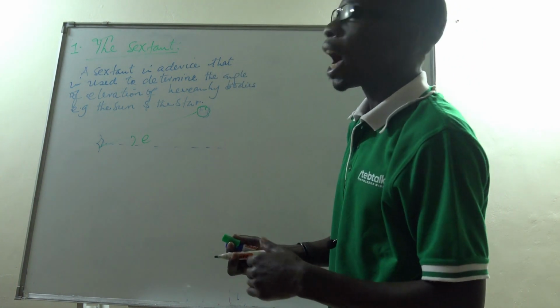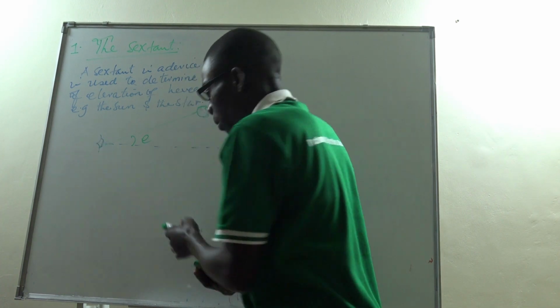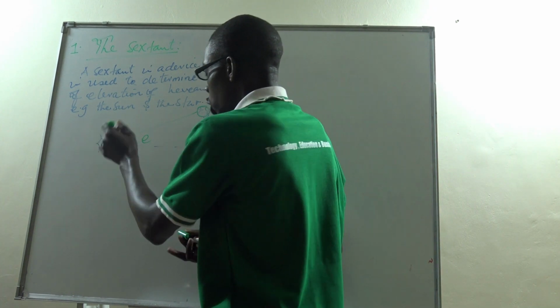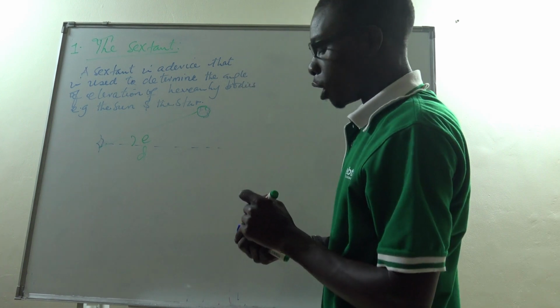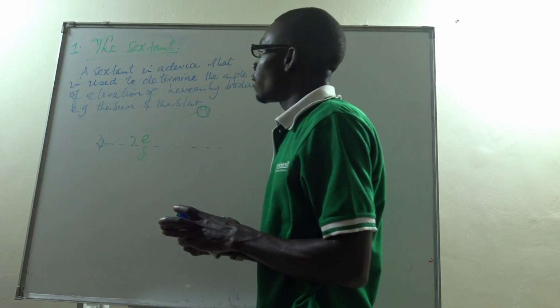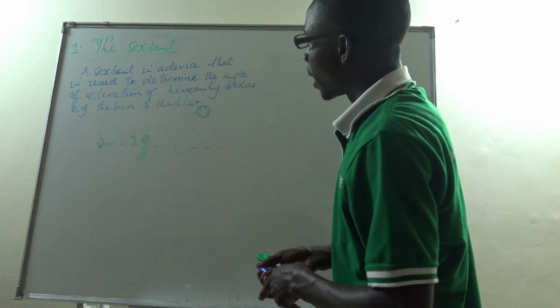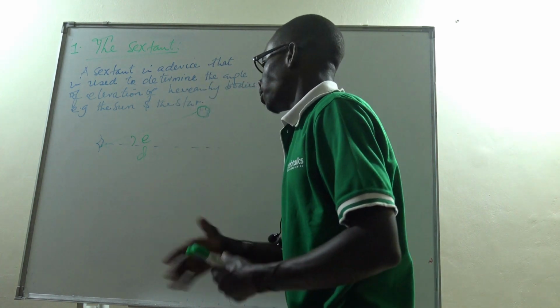Don't confuse it with the angle of depression, when you put your eyes below to look at something down. From the line of sight, you see down. That is the angle of depression. This is the angle of elevation. Is that okay? So, we are saying that a sextant is a device that is used to determine the angle of elevation of a heavenly body. And basically here we can look at the sun and the star.